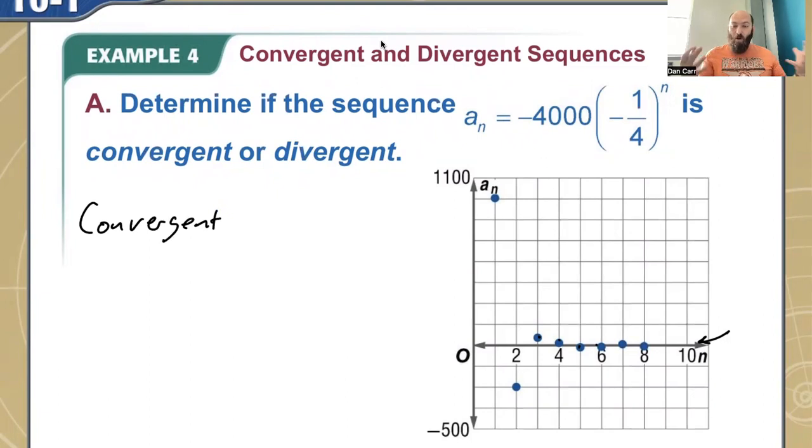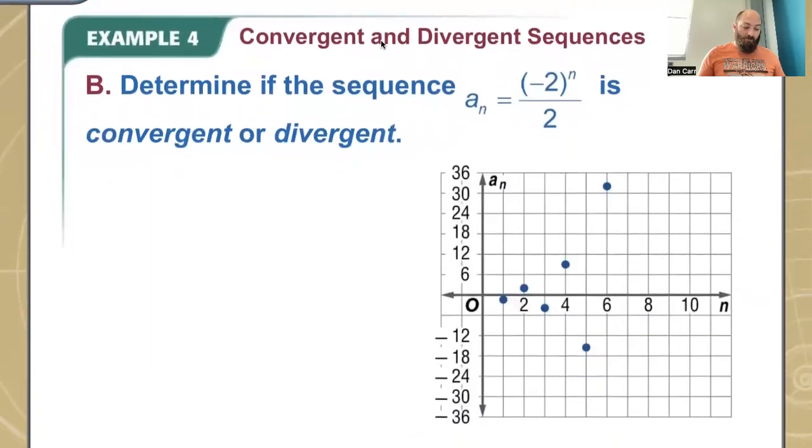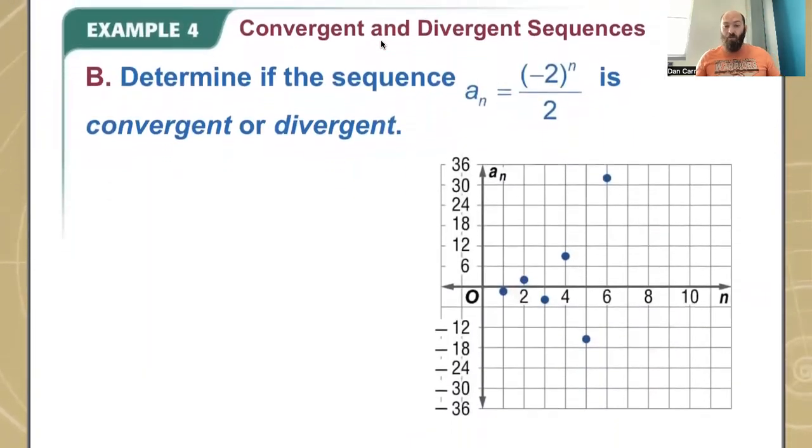Okay. As we go on, the points are just going to keep getting closer and closer to 0. When I do this one, again, you can look at it if you plugged in some values. So you plug in 1 here. That's -2 to the first divided by 2, which is going to be -1. So that's that point. As we go up, my next point is going to be a little bit positive.